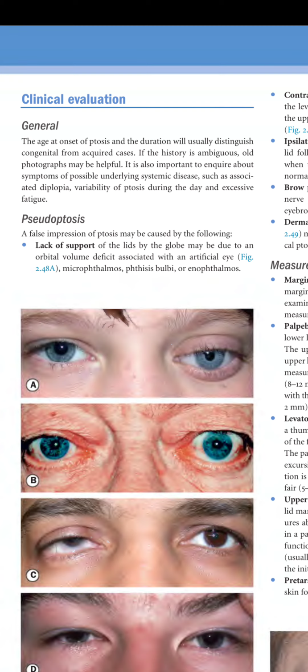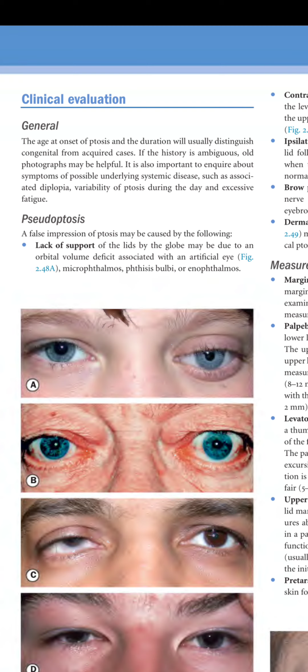Lack of support of the lid by the globe may be due to an orbital volume deficit associated with an artificial eye, microphthalmos, phthisis bulbi, or enophthalmos. So you know that the eye has a volume, and if that volume is adequate, the eyelid positions are at the normal position. But if there is a deficiency in the eye volume, like the eye is slightly enophthalmic, slightly smaller, or it is a phthisis bulbi eye, or even the patient has an artificial eye, the lids are not a problem in this case.